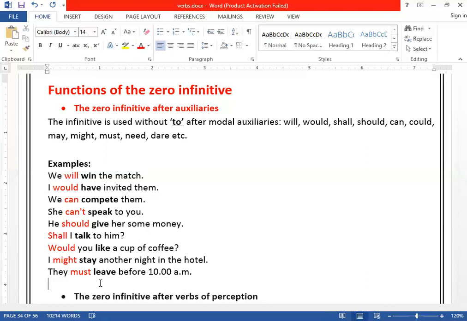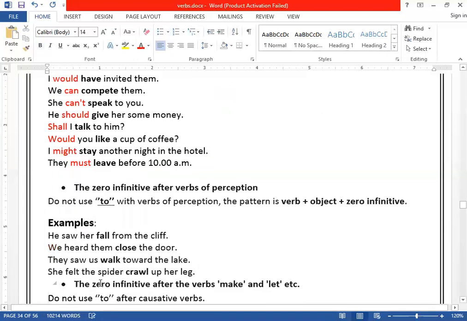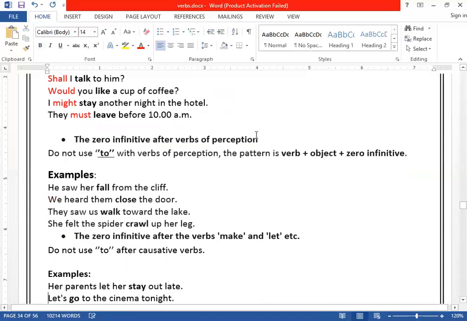Number 2, we use them after verbs of perception. After modal auxiliary verbs we use bare infinitive, and also after verbs of perception. Do not use to with the verbs of perception, clear?